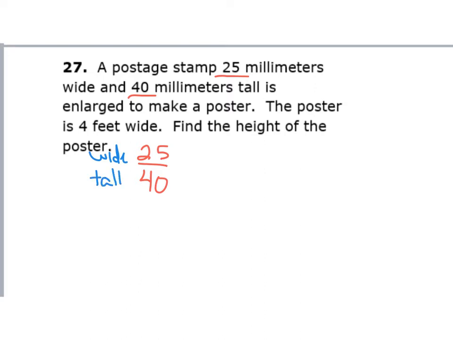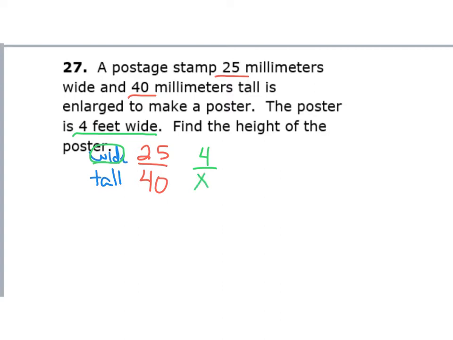That way, when I look at the next part, it says the poster is 4 feet wide. So look where wide is. That's in my numerator. So I'm going to put 4 in the top. And I want to find the height. Well, the height is going to be how tall it is. That's what's going to go in the bottom.